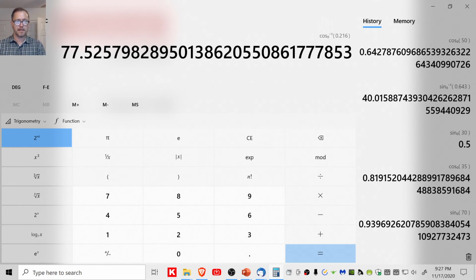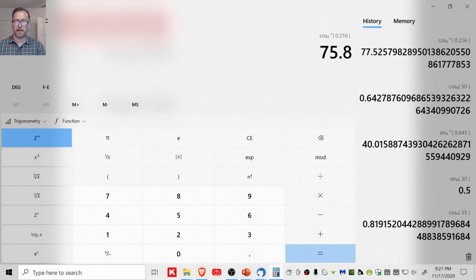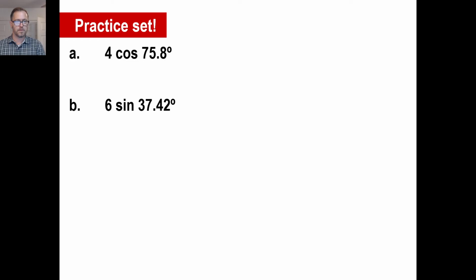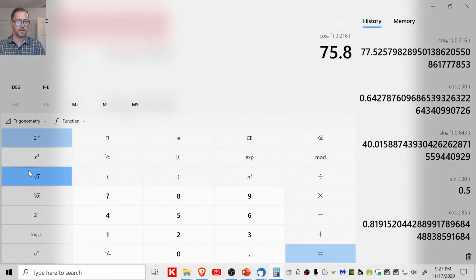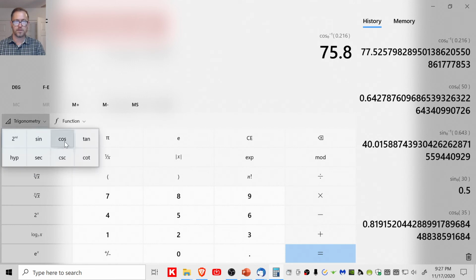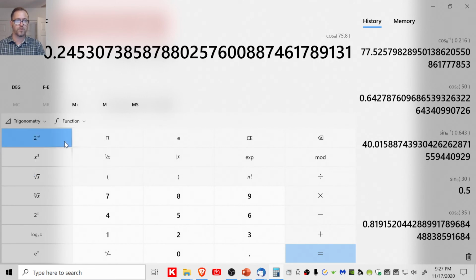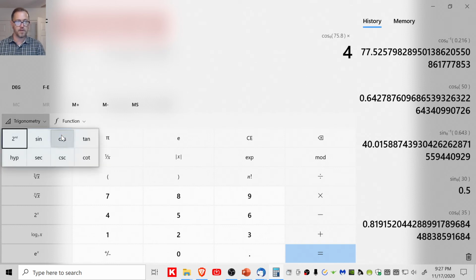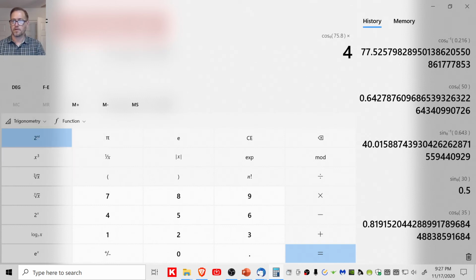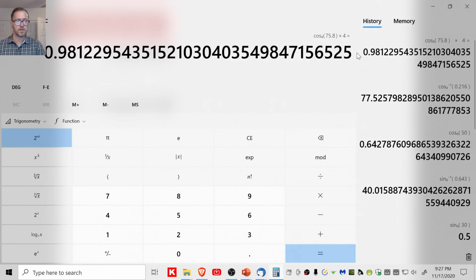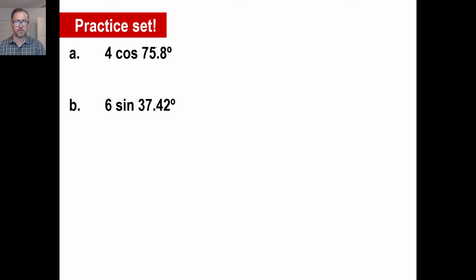Okay, so A, I'm going to put in 75.8. Is that degrees? Cosine of 75.8, and then I'll go trigonometry. What's the cosine of 75.8? Boop, 0.245. All right, I'll multiply that by 4, and that equals 0.98. So the answer to this would be 0.98. All right, go ahead and pause it and try B. Do the same thing for B.